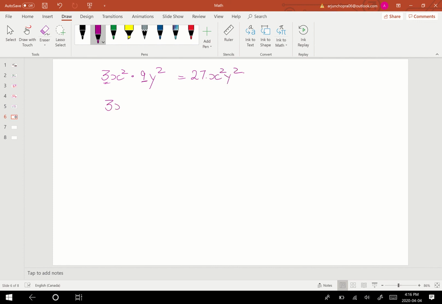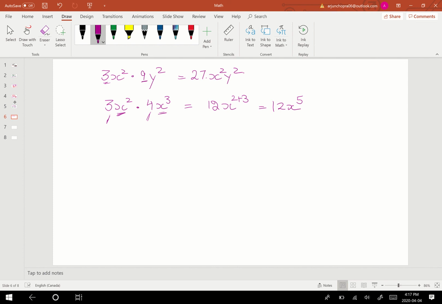Again, 3x squared times 4x raised to the power 3. Now these are unlike terms, but the bases are still the same, so I can apply the rule where exponents will add up. So 3 times 4, constants can always be multiplied when you're multiplying two algebraic terms. 4 times 3 is 12, and then x raised to the power 2 plus 3, which will be 12 x raised to the power 5. That will be your answer.